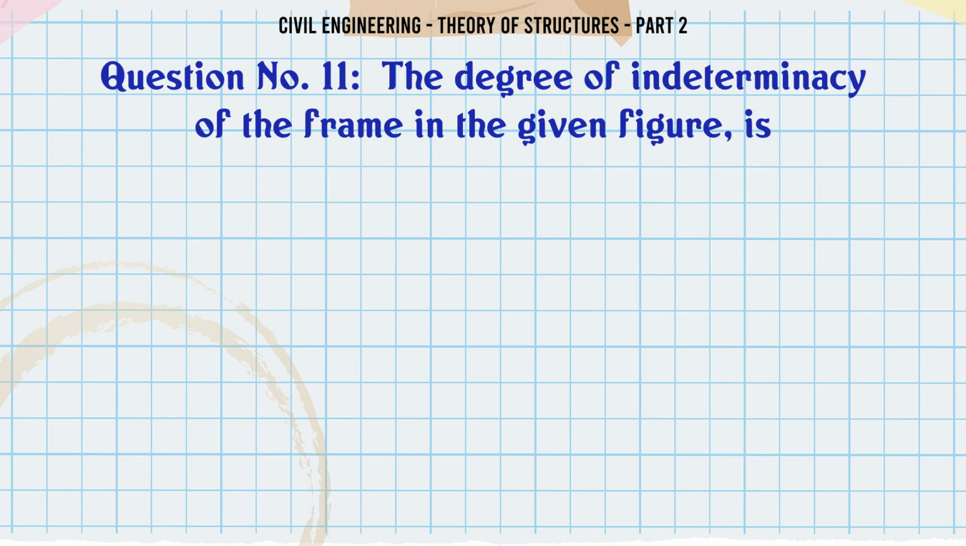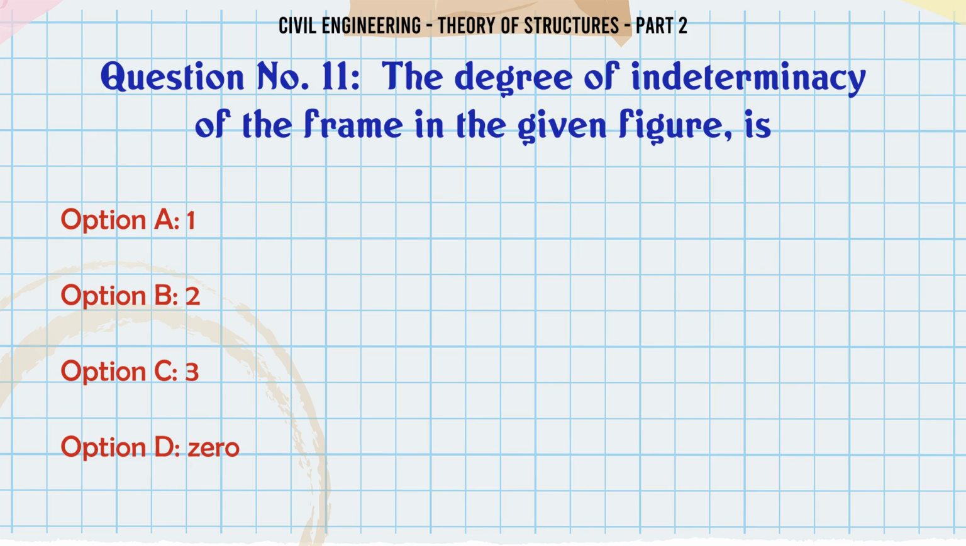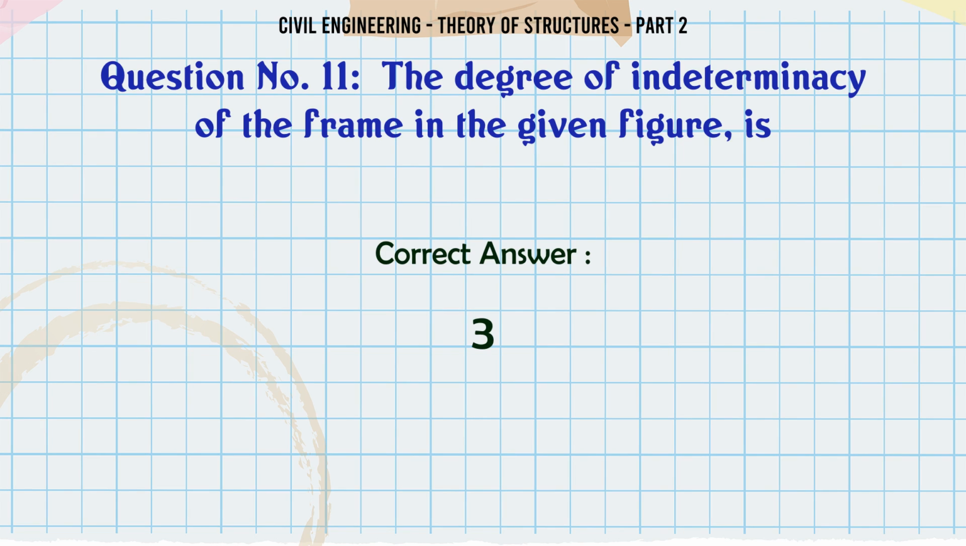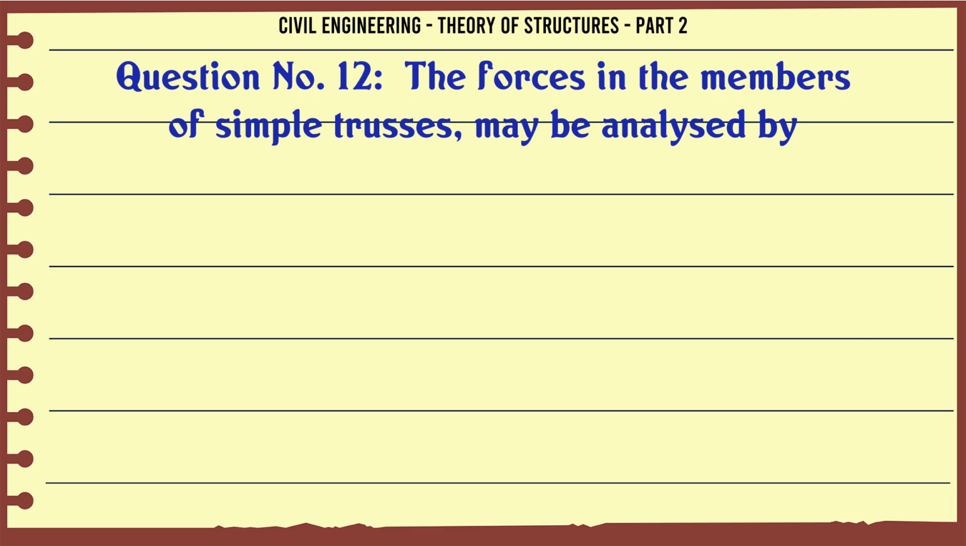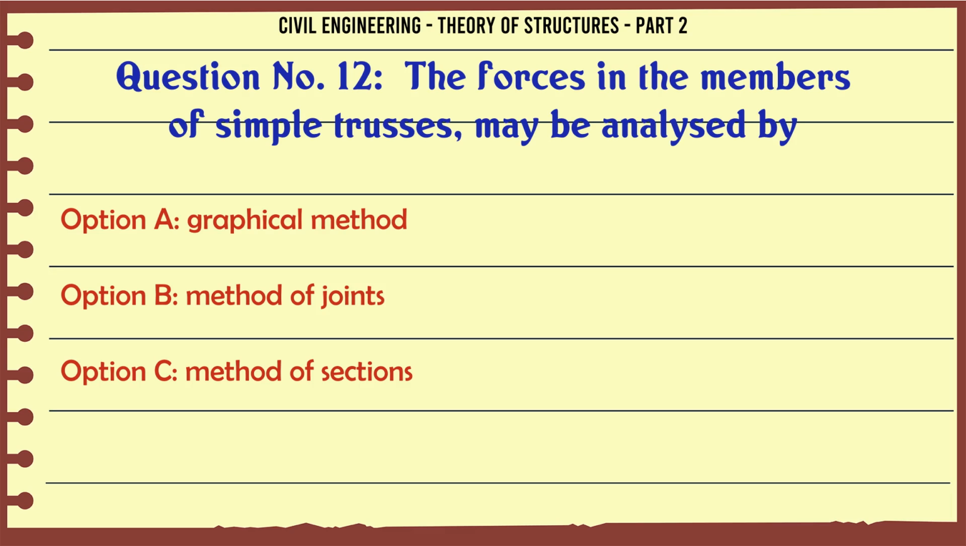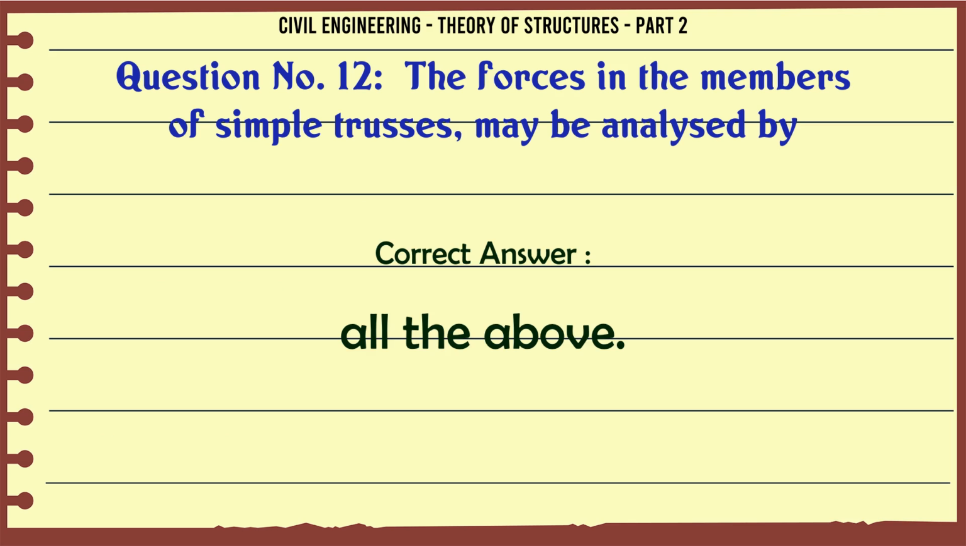The degree of indeterminacy of the frame in the given figure is A, 1, B, 2, C, 3, D, 0. The correct answer is 3. The forces in the members of simple trusses may be analyzed by A, graphical method, B, method of joints, C, method of sections, D, all the above. The correct answer is all the above.